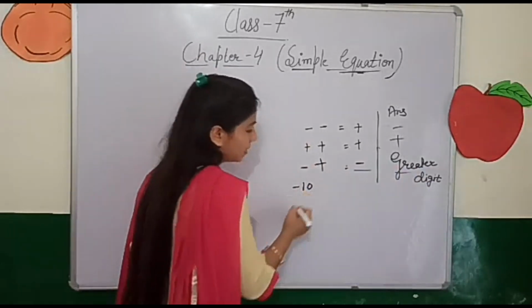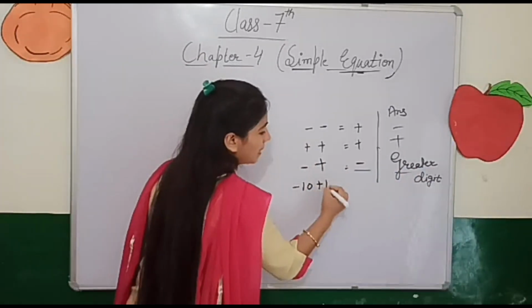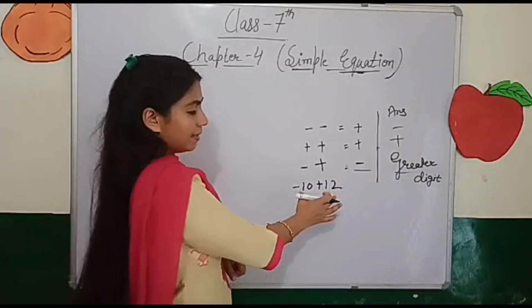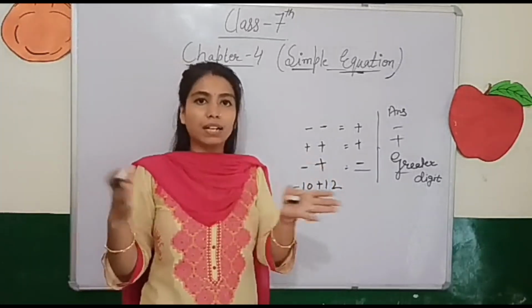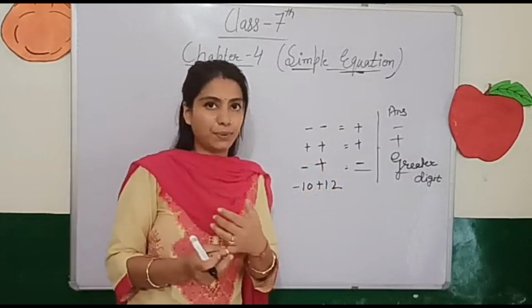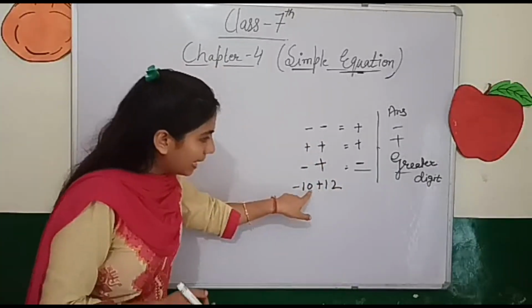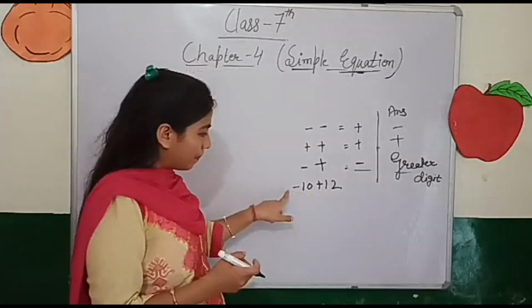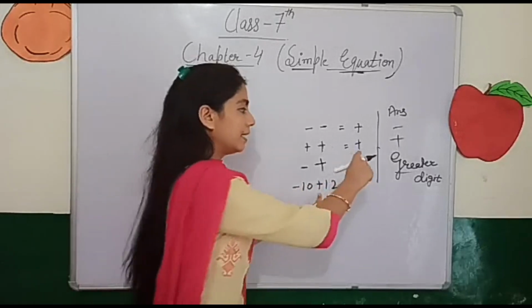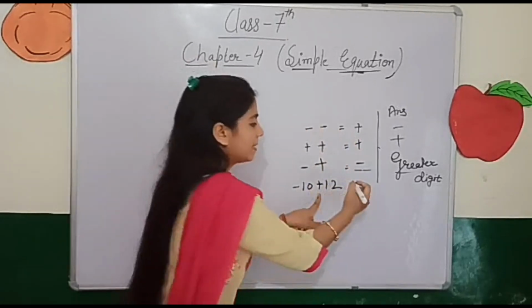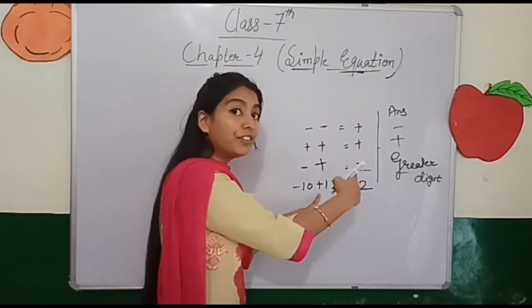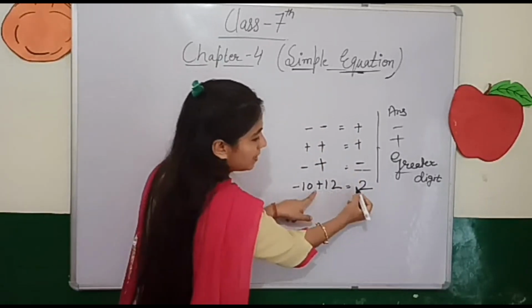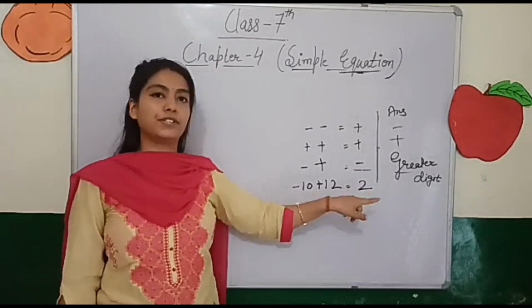Suppose I have minus 10 and here I have plus 12. Okay, you know, they are integers. Whenever plus and minus terms are coming all together, that is for integers only. So you have minus 10 and plus 12. With plus and minus, you will do subtraction. So 12 minus 10 is 2, but in the answer you will put the sign of the greater digit. The greater digit is plus, so the answer will be plus 2.